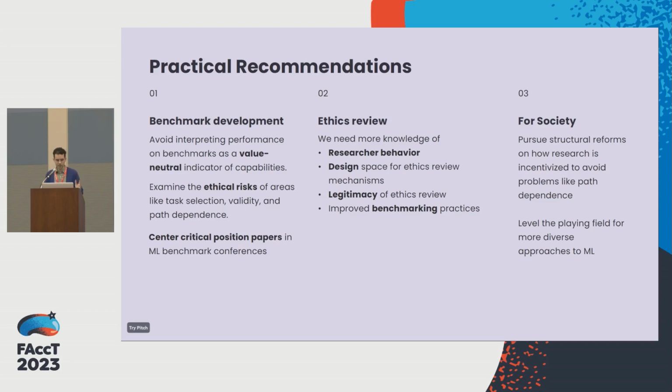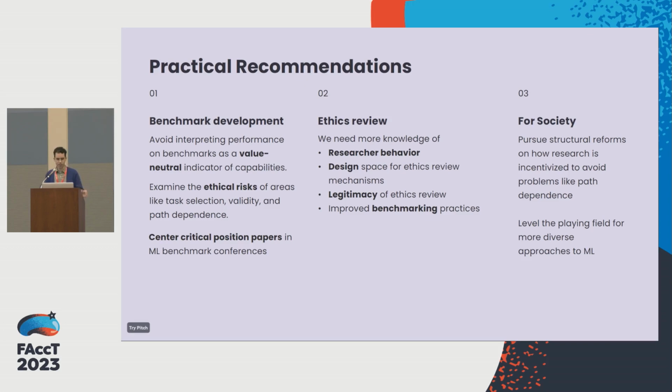So on the ethics review side, the main thing we want to highlight here is we think of this as a hard problem. And so building on past work on this, we feel like there's a need for more knowledge of researcher behavior, of the design space for ethics review mechanisms, of how to ensure legitimacy of ethics review. But also thinking about the areas we dig into in the paper, there's just a shortage of examples of benchmarks that thoughtfully center the value-laden character of all task selection, validity, and also path dependence. And we need more knowledge of what that can look like.